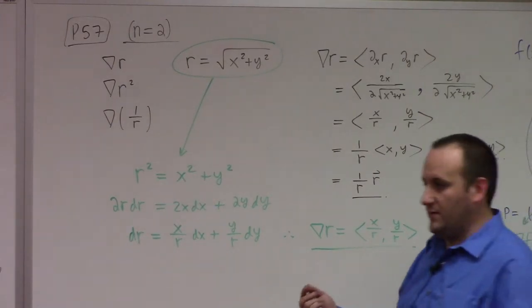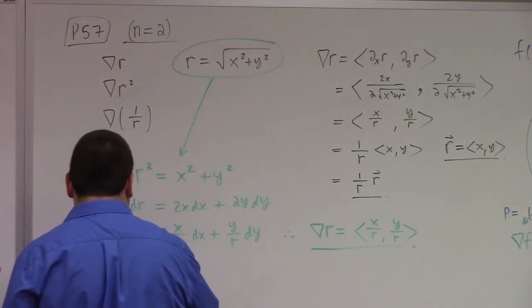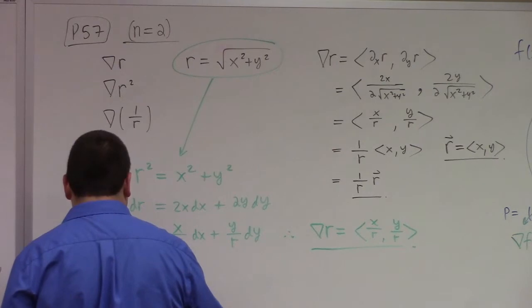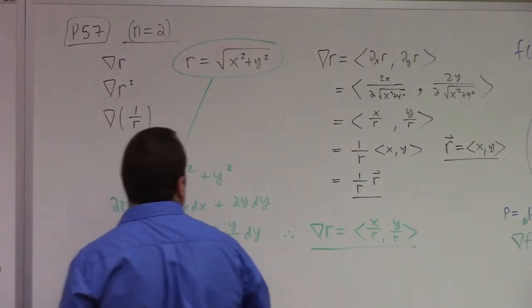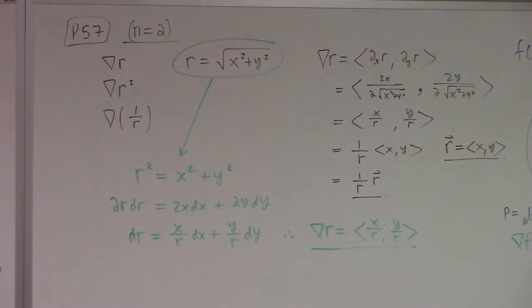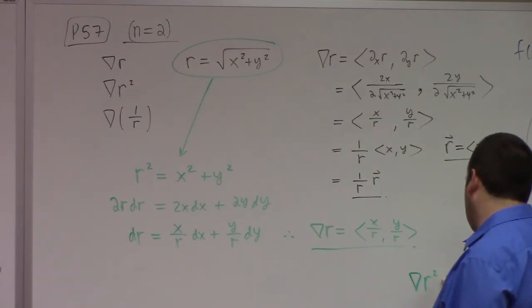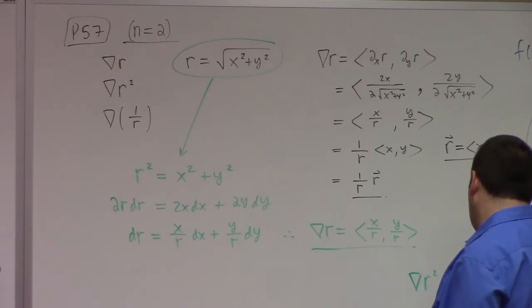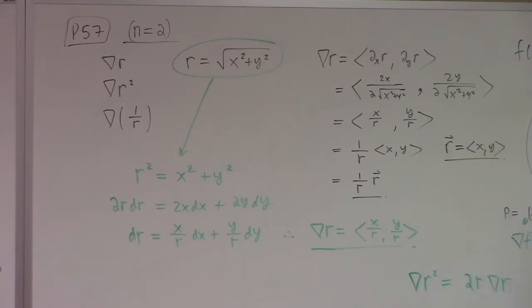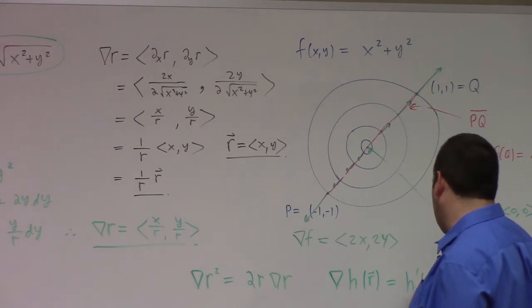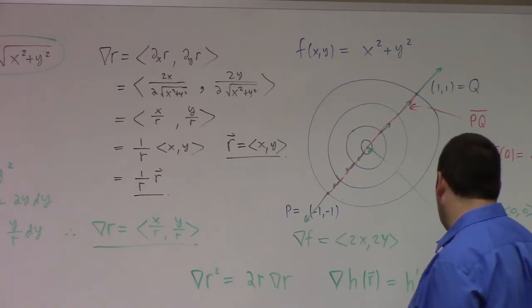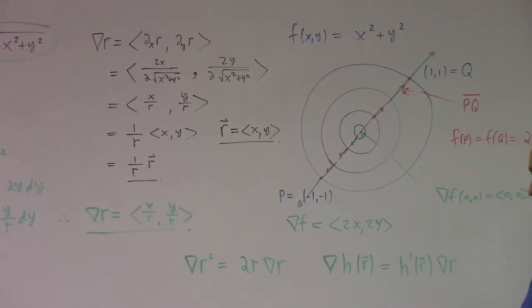So then, how would you calculate the gradient of h? How would you calculate the gradient of r squared? I do believe it works like this. That's 2r times the gradient of r. And more generally speaking, if we have the gradient of a function h of r, it will be h prime of r times the gradient of r. That's just the chain rule as it appears here.